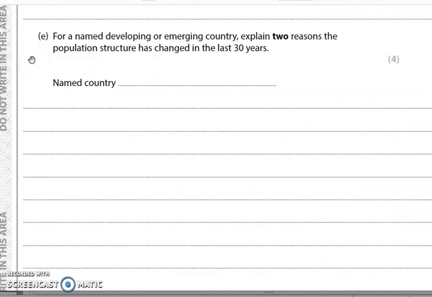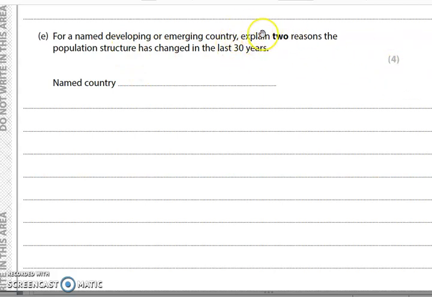So for a named developing or emerging country, explain 2 reasons the population structure has changed in the last 30 years. So a named developing or emerging country. Now obviously India is the main one that we studied, but you could use any country that you have information or knowledge about. Now it's worth 4 marks. And you've got to explain.